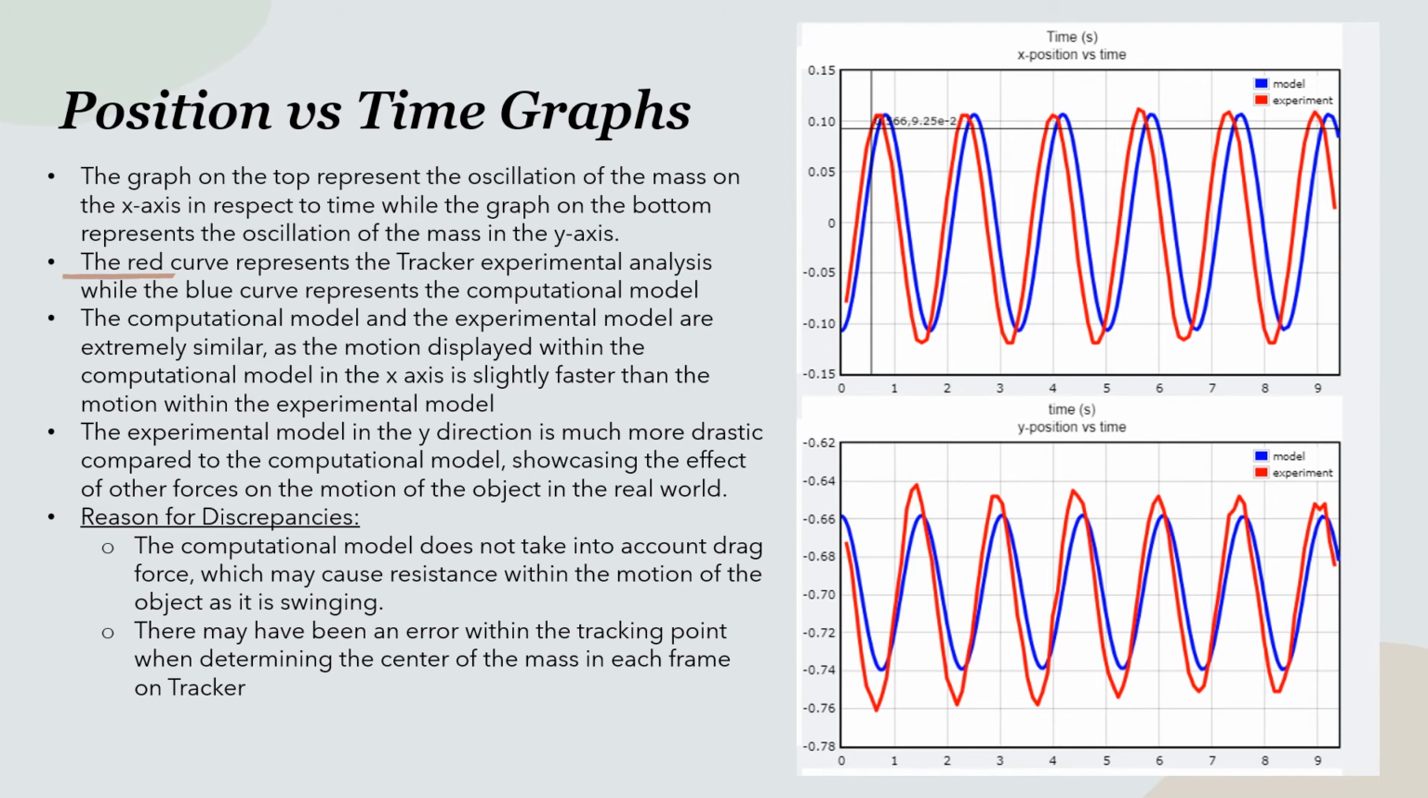The experimental model in the y direction is much more drastic compared to the computational model, showcasing the effect of other forces in the real world. The reason for the discrepancies within my motion is that the computational model did not take into account drag force, which may cause resistance within the motion of the object as it is swinging. In addition, there may have been an error within the tracking point when determining the center of the mass in each time frame when using Tracker.